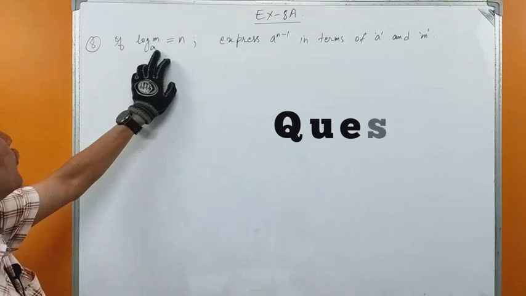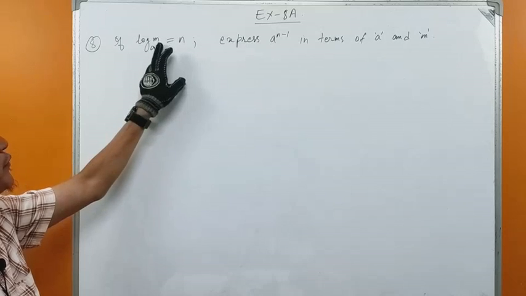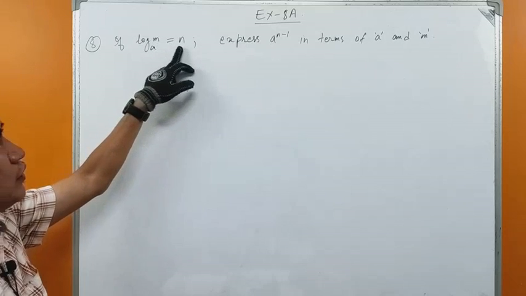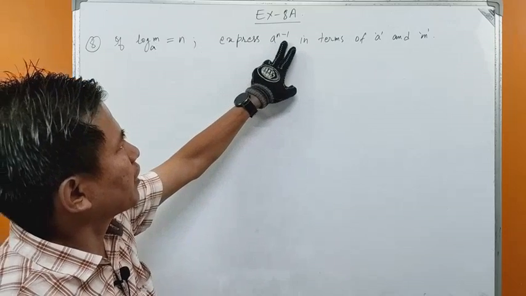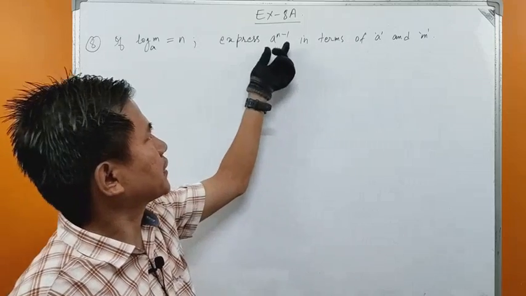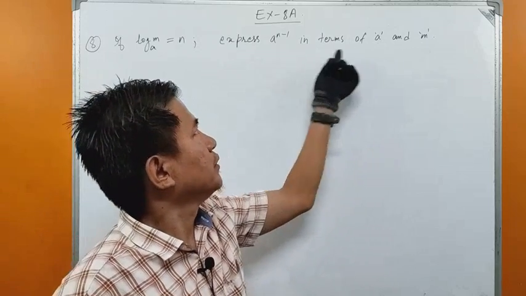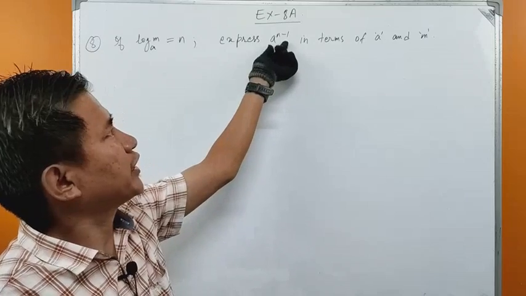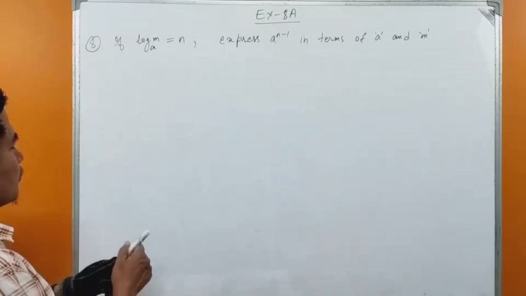If log m to the base a equals to n. This is the given condition, log m to the base a equals to n. So we are asked to express a to the power n minus 1 in terms of a and m. Means we are asked to find the value of a to the power n minus 1 in terms of a and m. Okay, so let's do this.